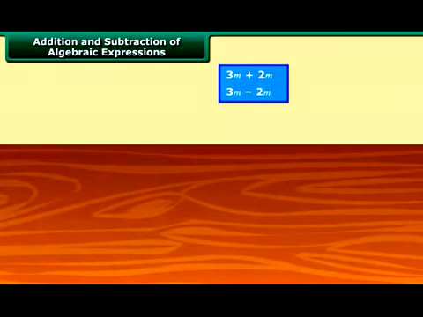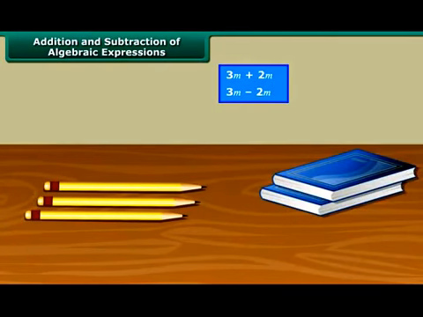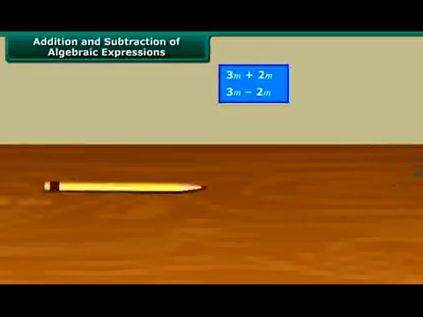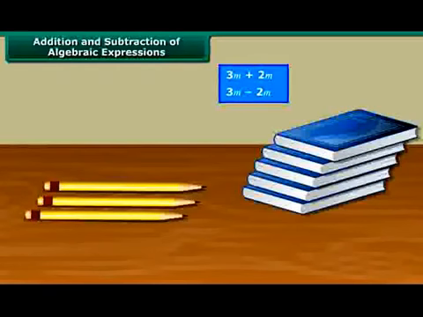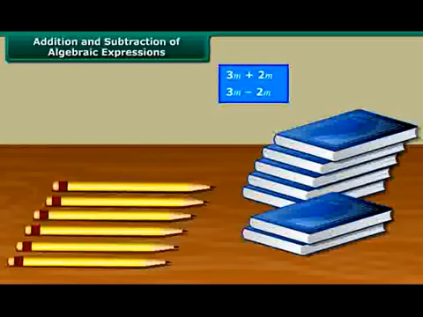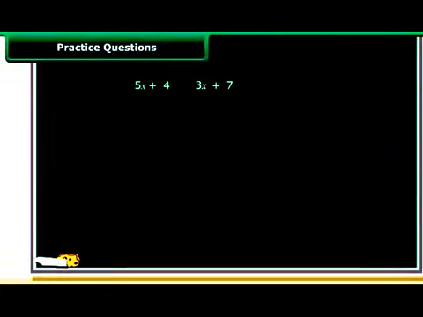Think of it like this. On a table, we have 3 pencils and 2 books. We cannot add the 3 pencils to the 2 books because they are not the same kind of objects. Now, if we get another 3 pencils and 5 books, altogether, we now have 6 pencils and 7 books. Now again, we can't combine these objects since they are different. However, if we have two algebraic expressions, 5x plus 4 and 3x plus 7, let us find their sum.